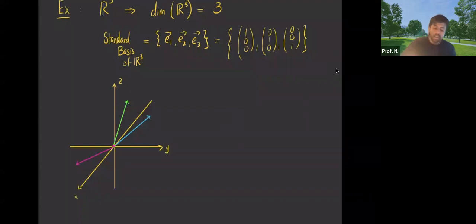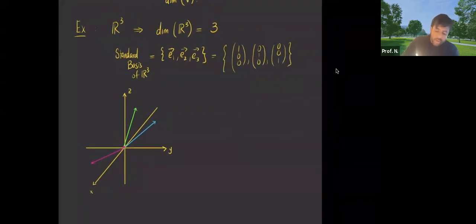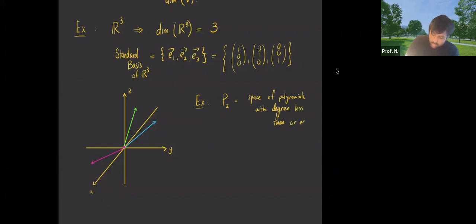Okay, so dimension 3 has R3. So what about, for example, P2? We talk about P2 a lot. So P2, remember, is the space of polynomials with degree less than or equal to n, or less than or equal to 2. What do you guys think the dimension of P2 is?